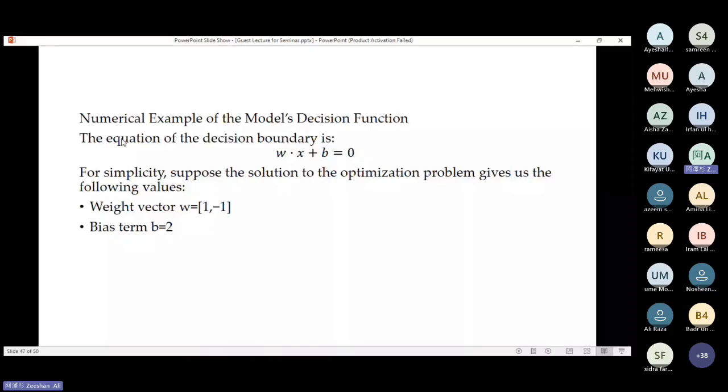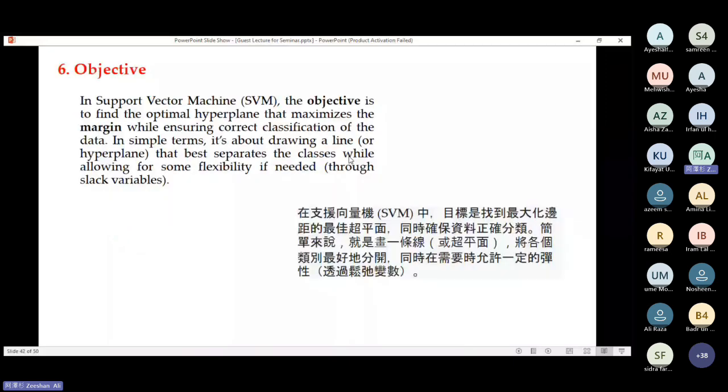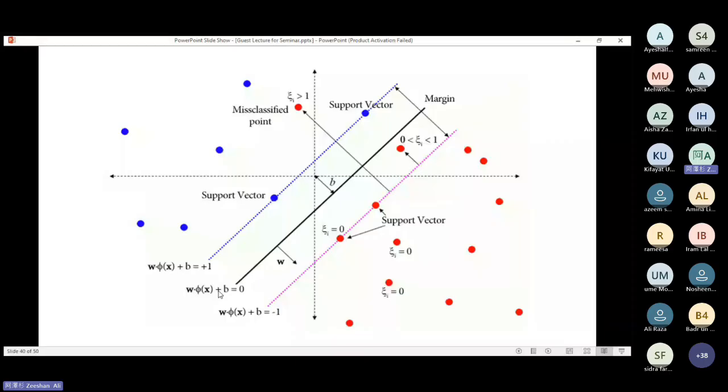So the equation of the decision boundary is Wx plus b equal to 0. From here, if you can remember, W·x plus b equal to 0 is used for deriving the decision boundary. But if W·x plus b equals -1, it means that we have a negative hyperplane, and if we have W·x plus b equals 1, it means the positive hyperplane. So this is the equation of the decision boundary, positive hyperplane, negative hyperplane.